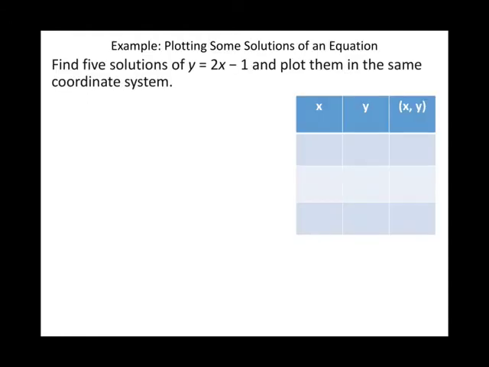Example, find 5 solutions of y equal to x minus 1 and put them in the same coordinate system. So I have this linear equation. You could make up any x or any y and then plug it into the equation and find out the coordinate. It doesn't matter what number you plug in, and you're gonna make up the value for the x or you're gonna make up the value for the y.